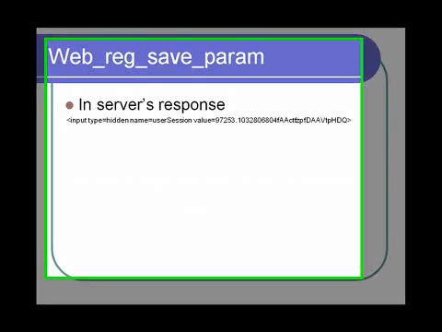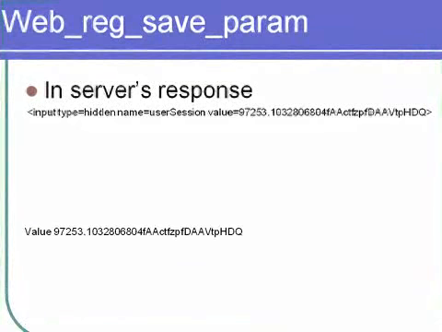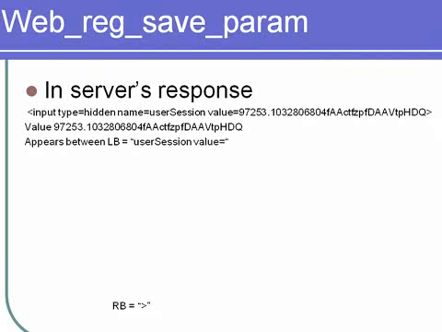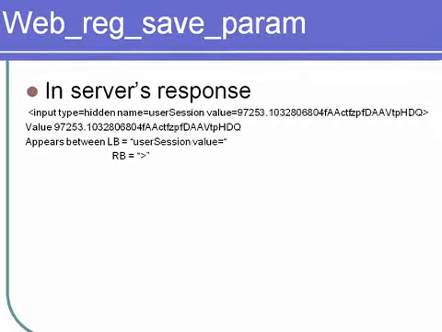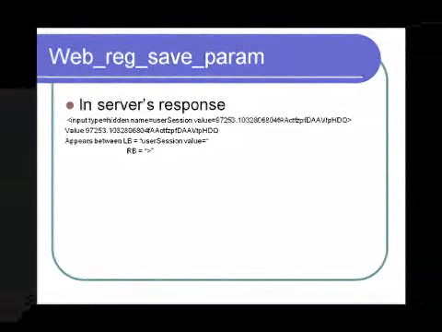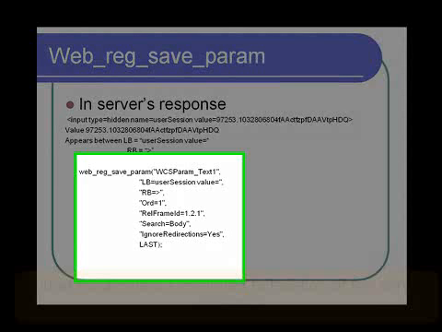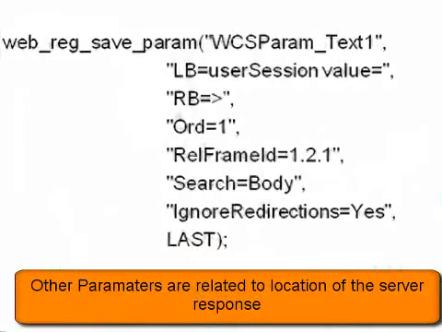In the server response, the value 97253 ending with HTQ appears between the left boundary, user session value equal to, and the right boundary of a bracket. Accordingly, the web_reg_save_param function is created as follows, with a suitable parameter name WCSParam_text1, with a left boundary and a right boundary. Remaining parameters relate to the location.